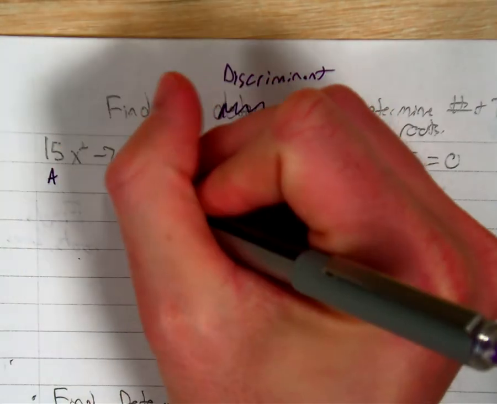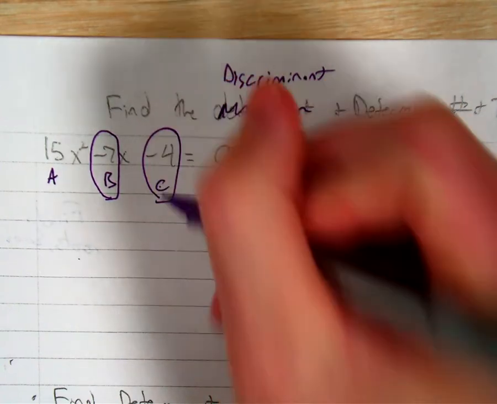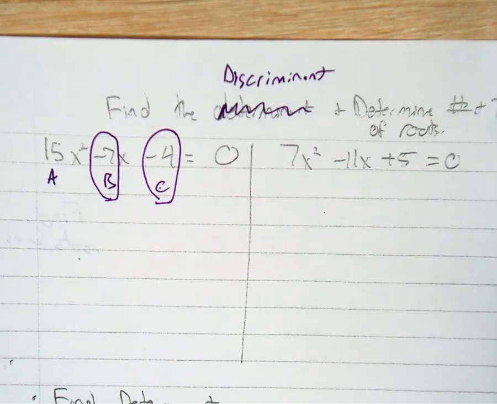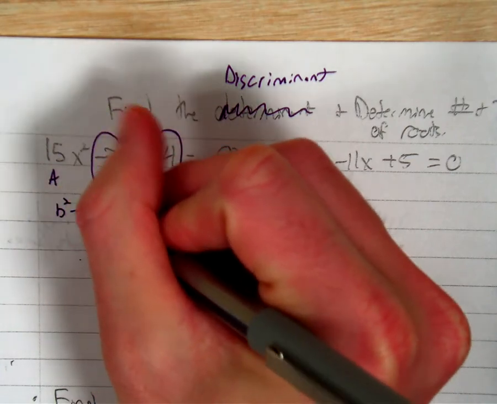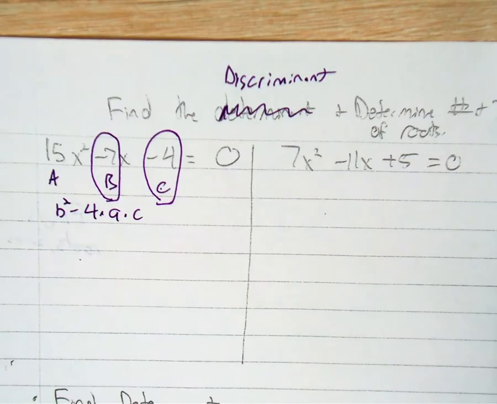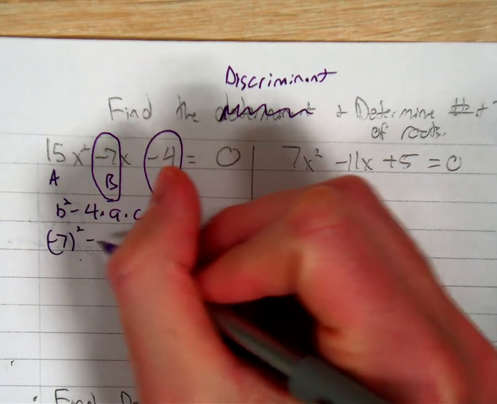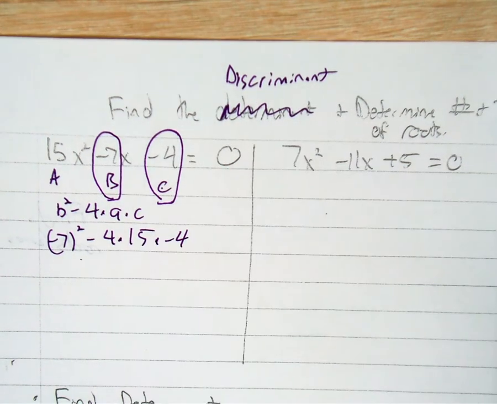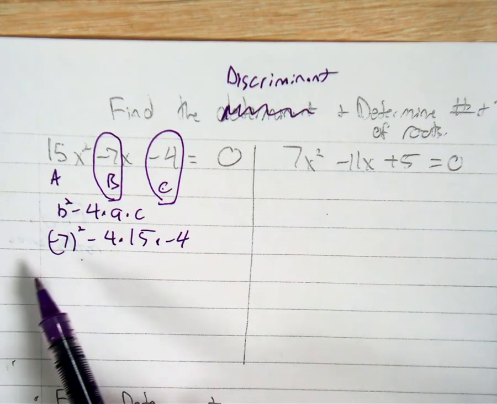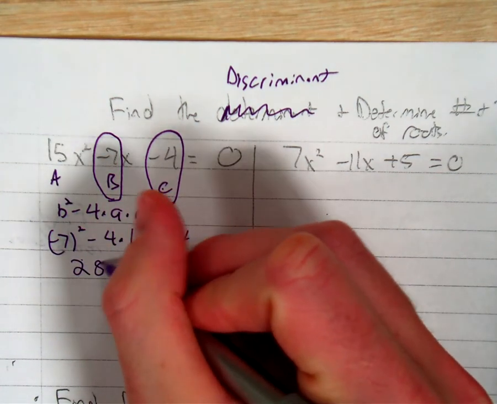There's a, there's b, take the negative sign with it. There's c, take the negative sign with it. So my discriminant is going to be b squared minus 4 times a times c. So we have negative 7 squared minus 4 times 15 times negative 4. Type all that in, and it should come out as 289.